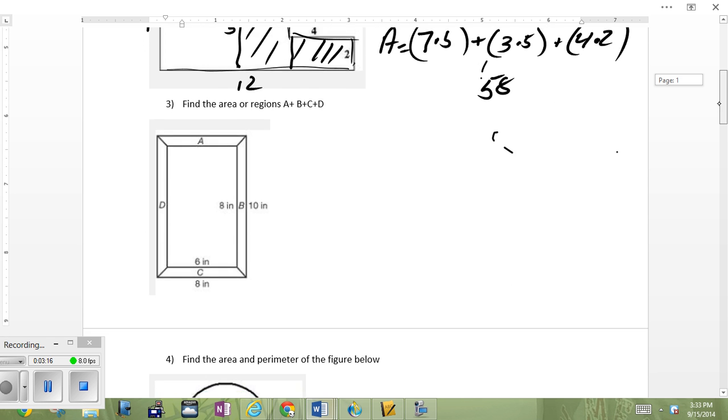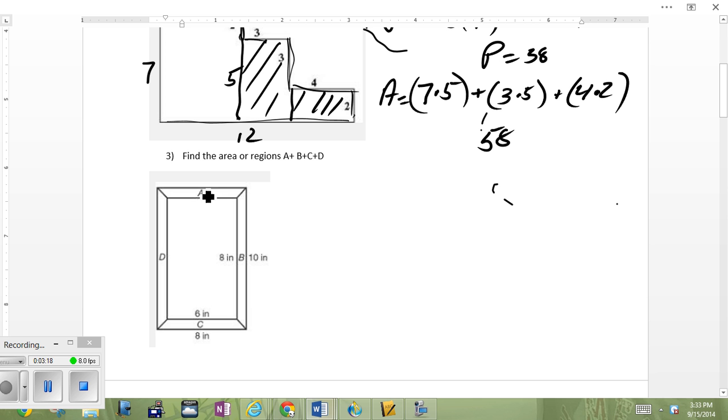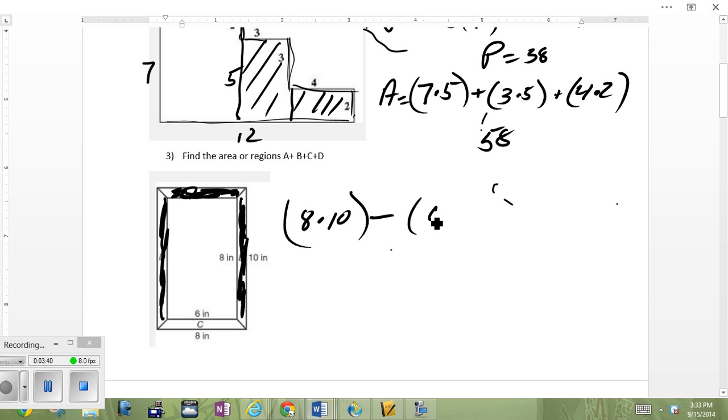Okay, here, the area of A, B, C, and D are these regions in here. This is like a picture frame. So the area is going to be the area of the large rectangle, which is 8 by 10, minus the area of the small rectangle, which is 6 by 8. Okay, so that's 80 minus 48, which the area is 32.